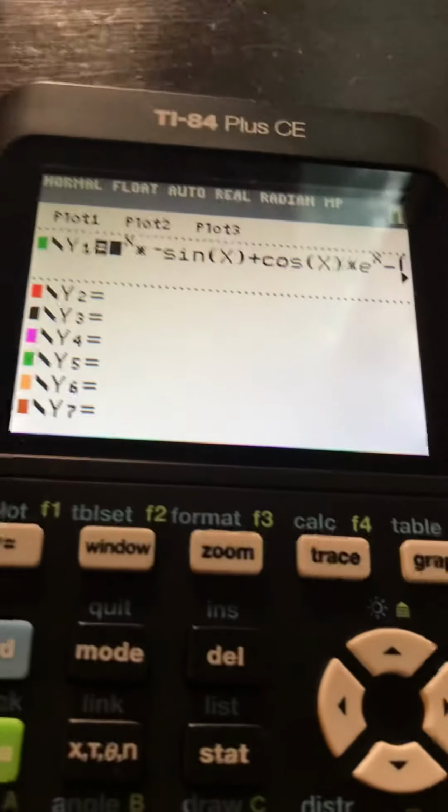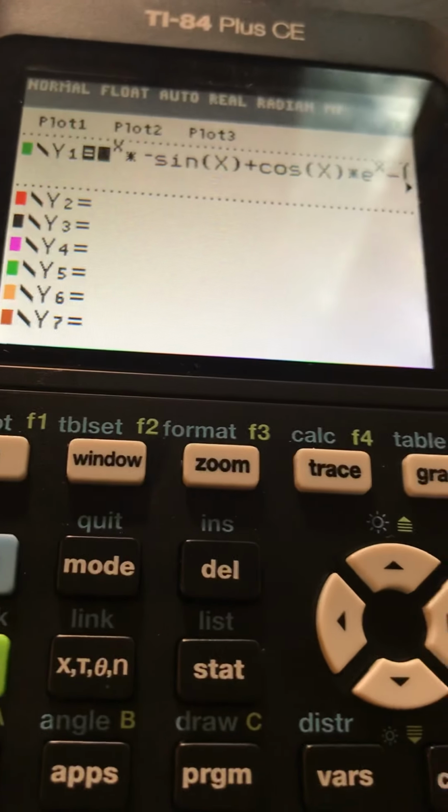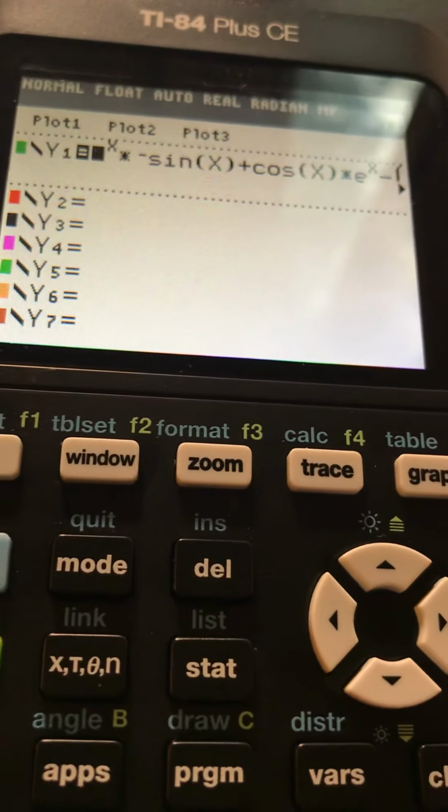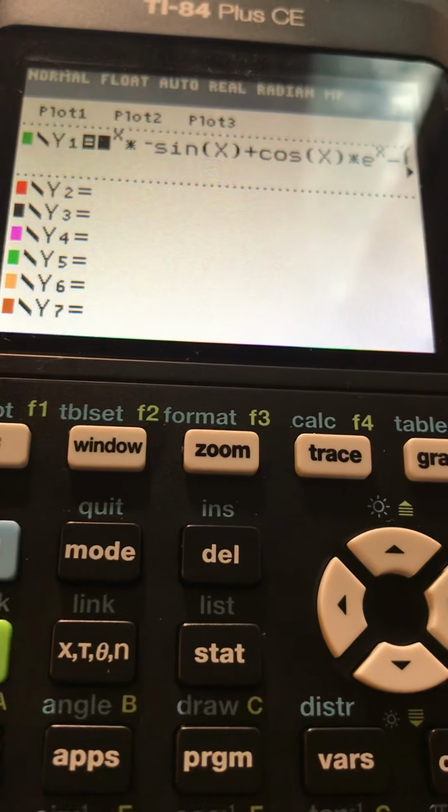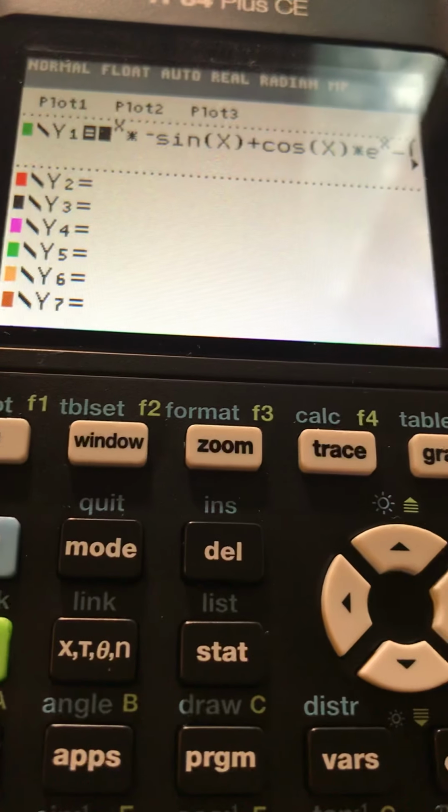Question 4, find the x-coordinate of each point of inflection. Point of inflection is a second derivative place, and it's where the concavity changes. So it's anywhere you go from positive quadrant to negative quadrant or vice versa.